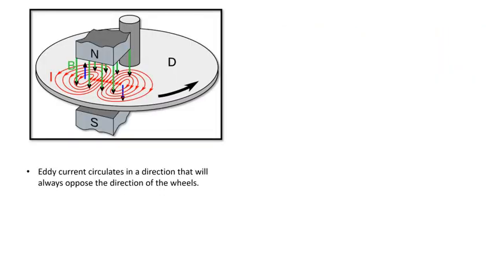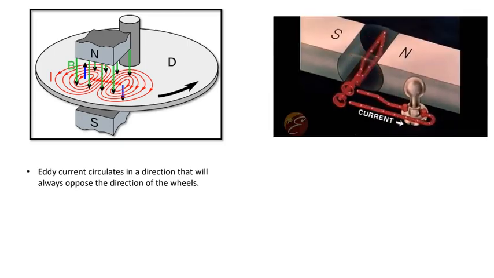As the wheels are moving, the metal plate of the wheels will cut the magnetic field lines of the permanent magnets. According to Lenz's law, the EMF induced moves in a direction that opposes the motion of the wheels. Eddy current induced in the metal plate of the wheels will produce a brake force that opposes the direction of the wheels, powerful enough to slow down the vehicle.